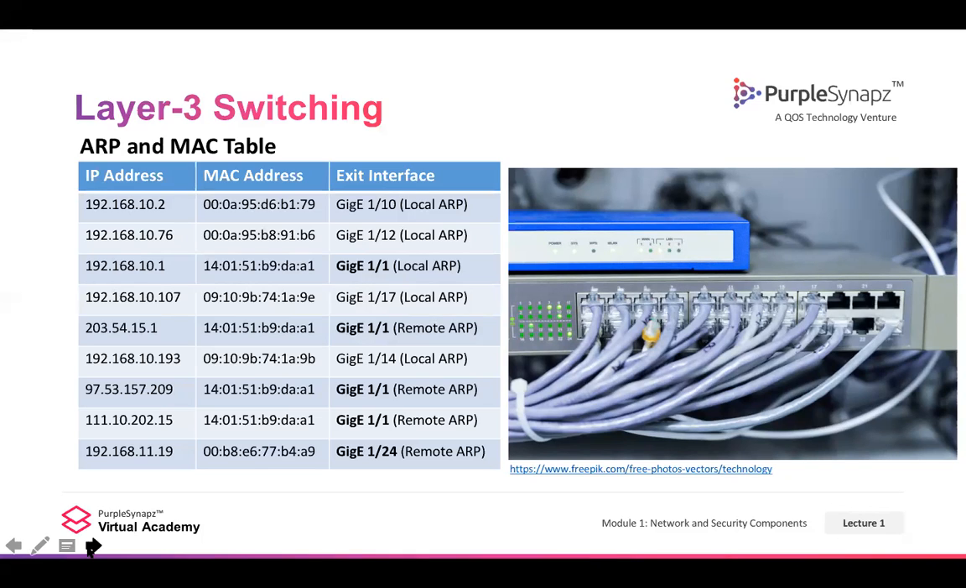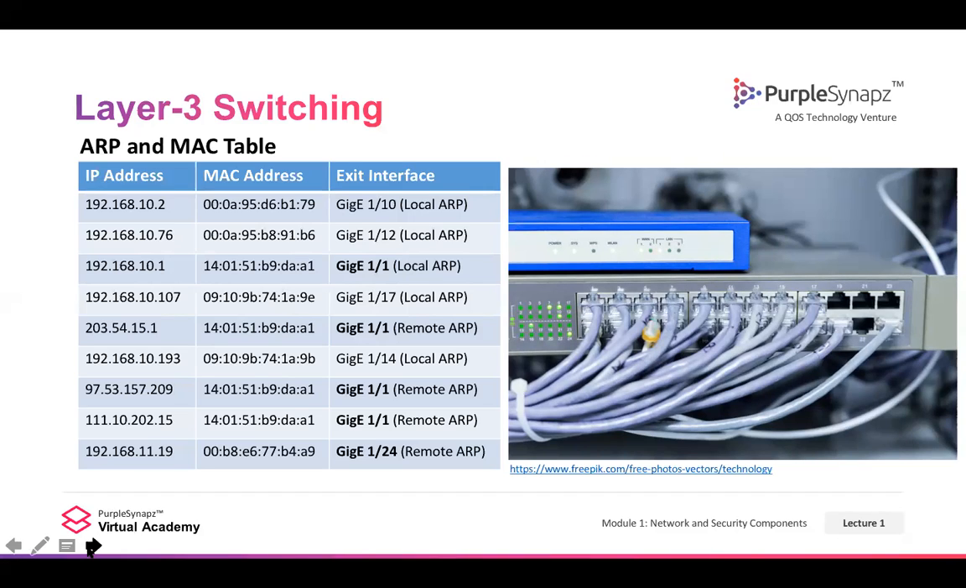But then you look at the ones shown in bold, gigabit Ethernet 1/1, 1/1, 1/1, and 1/1. In this table it is coming at 4 different places. One, it is coming for 192.168.10.1, which means it's my local router. When I say local router, it means it is my layer 3 function within this physical switch.